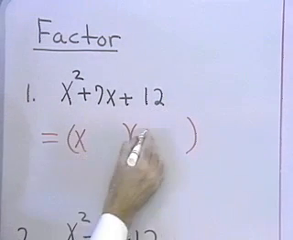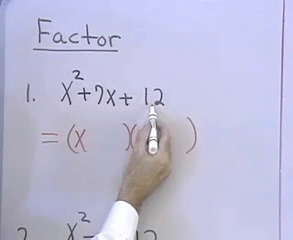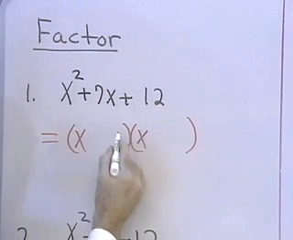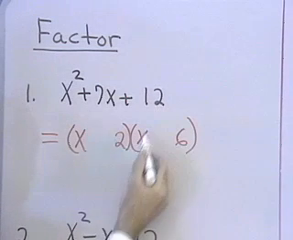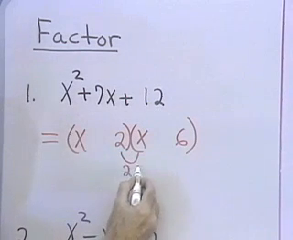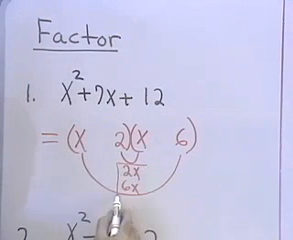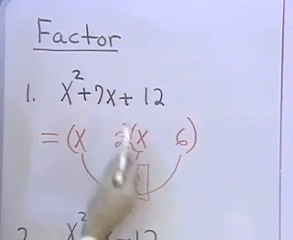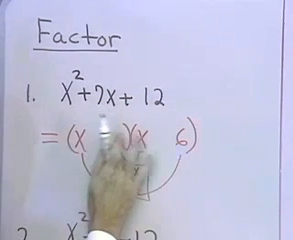So if I use x and x for the first two terms, I get x squared. Now there's a lot of ways to get 12. Let's try 2 and 6. 2 times 6 will be 12. Now if I check my middle term, here's 2x. Outside is 6x. And there's no way that I can take a combination of 2x and 6x and get 7x. So that means that 2 and 6 will not work for the second terms.